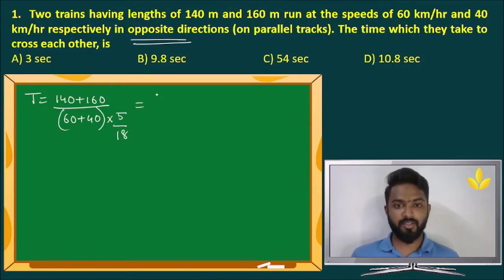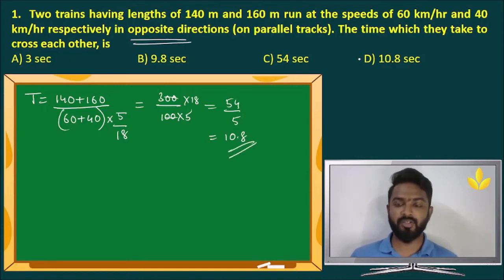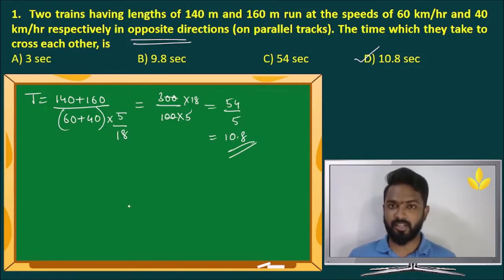Let's calculate this. We have 300 divided by 100 into 5 into 18. 0, 0 gone. 54 divided by 5, that is nothing but 10.8 seconds. Answer is D. That's it. You just needed to focus on which direction they are moving. Distance is anyway the sum of the lengths of the trains.